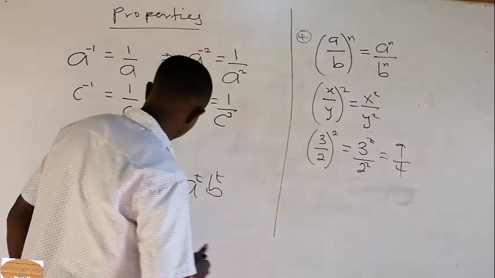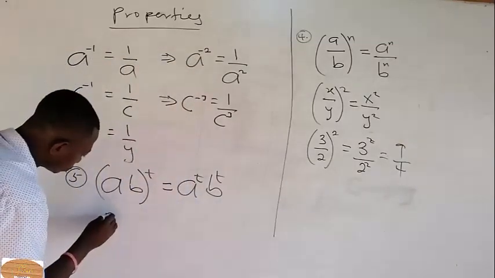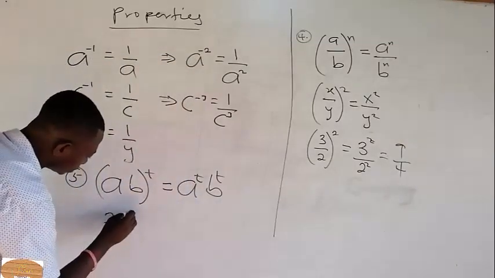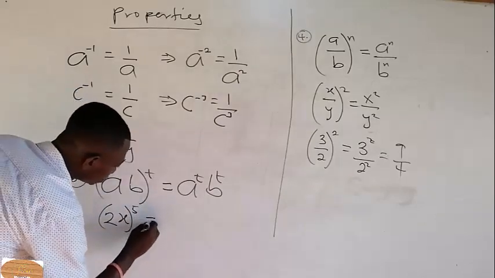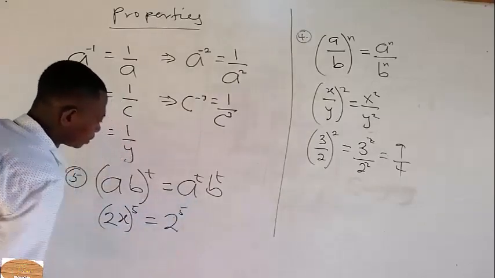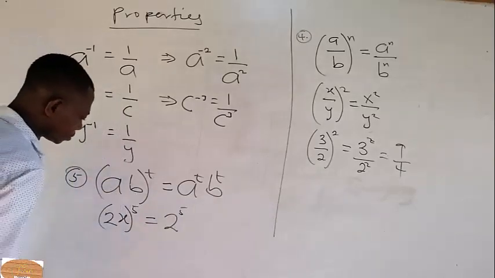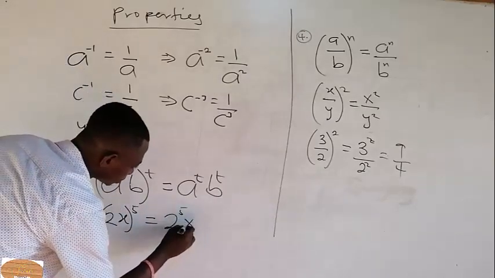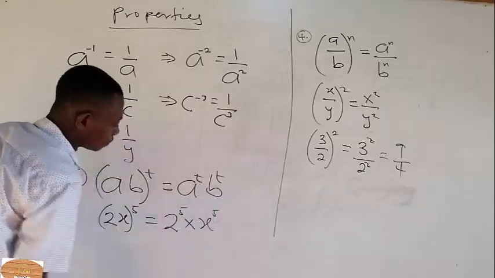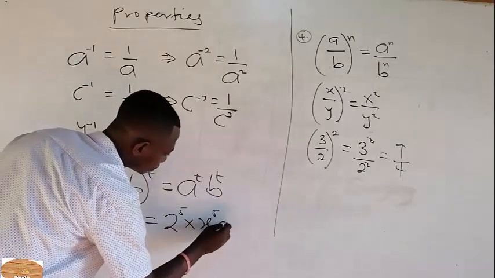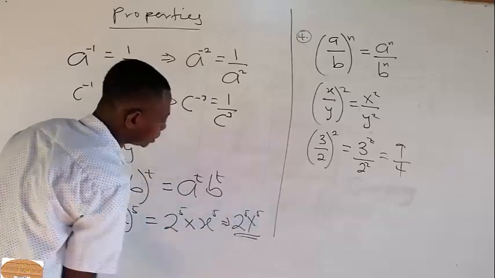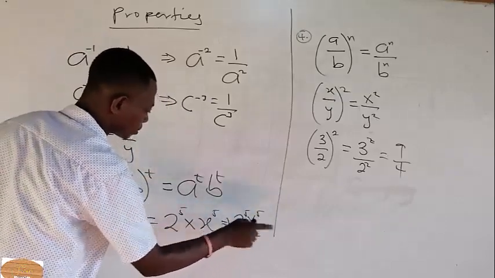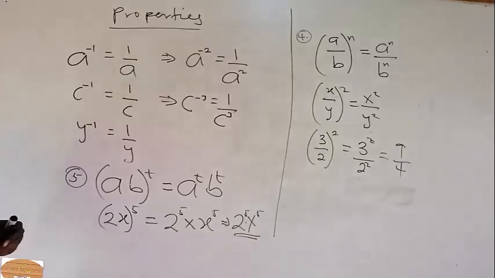So for example, if you're given, let's say, 2x all to the power 5, this one is the same as 2 to the power 5. This one is multiplication, so times x to the power 5. Or you can also say 2 to the power 5, x to the power 5. They are the same. Alright, so this one is multiplication. Alright, so that is that.